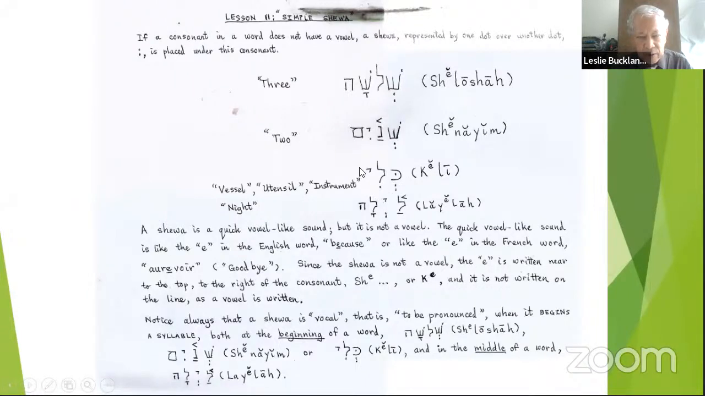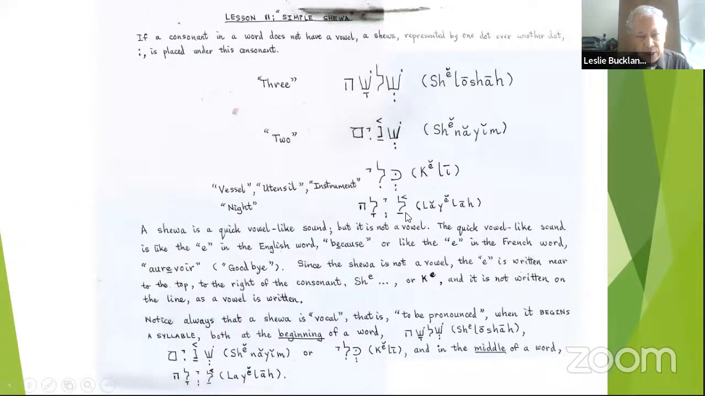Another word is keli. Notice that there is a vowel here on the lamed. It's a long hirik, a long I sound. There is no vowel under this letter. This letter is kaf. It has no vowel. And so if a letter in a word does not have a vowel, a schwa is placed under it. So we have the simple schwa placed under kaf. Keli means vessel, utensil, or instrument.